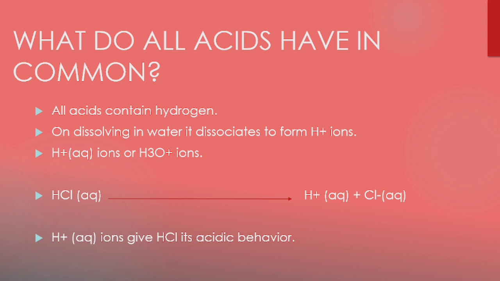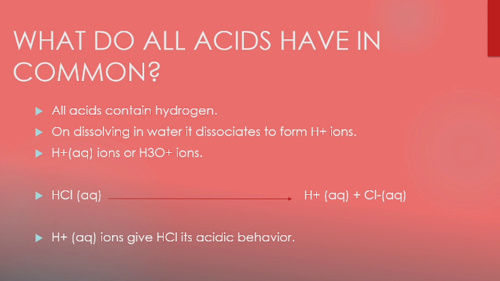We call it H plus aqueous ions because it is produced only when it is dissolved in water. Aqueous means what? Dissolved in water. So if you simply write H plus ions, it's wrong. You have to mention H plus aqueous ions. One more way you can write it is H3O plus ions, meaning hydronium ions. Hydronium ion is nothing but H plus ions plus water. So either you have to write H plus aqueous or H3O plus ions. Please don't simply write H plus, it is wrong.